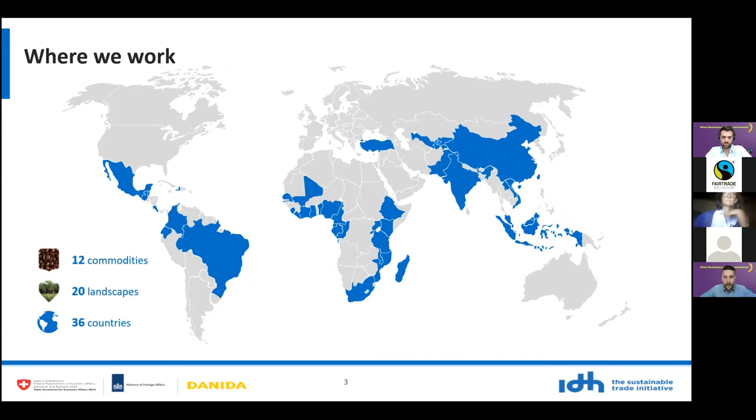What is a red line, I would say, or the common base of what we do, is really working on market transformation. You see that we work specifically on 12 commodities, but also on landscape approaches. And so this makes really the link between the social aspects and the environmental aspects.